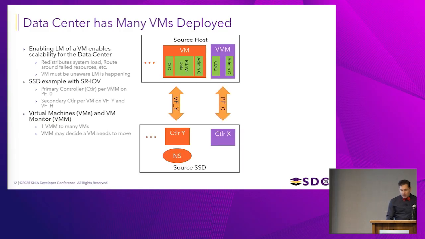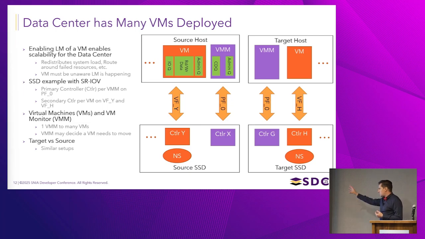So we have this source system where we have the VM running, shown in orange. And we're using, in this example, SR-IOV with primary controller being managed by the VMM. So the parent there is on the primary controller. And secondary controller has the VM on it. And this is just one virtual machine, but of course there's going to be many VMs on that source host using that source SSD. And now, in this example I'm getting into, the VMM decides that that particular orange VM needs to move. So it's going to move over, ideally, to this target. Similar setup. It'll be a mirror kind of setup.